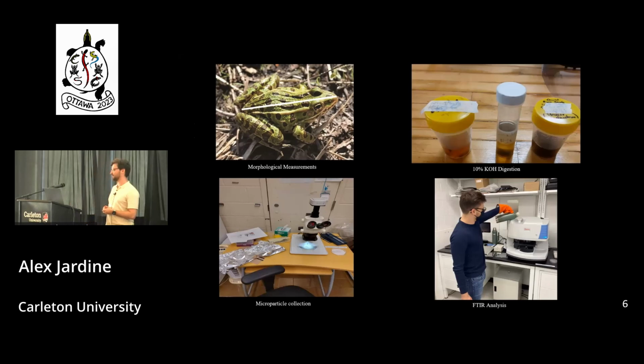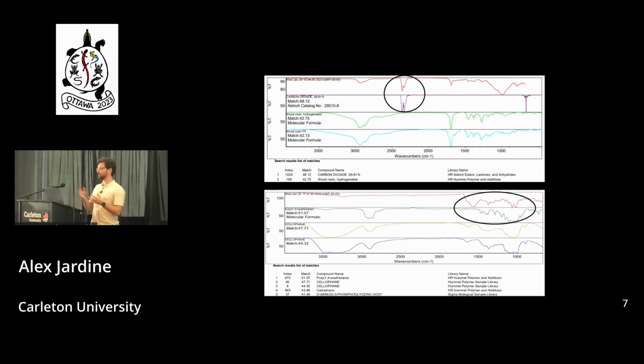Then the suspected microparticles were extracted and then sent to Carleton University, where I analyzed them using FTIR, which is Fourier transform infrared spectroscopy. And essentially what that does is it gives you an infrared spectrum of the particle that you're assessing. And circled here are the peaks that would coincide with spectrum that are pre-recorded in a database, where you could essentially compare your particle to pre-existing spectra and determine both the identity of a particle as well as whether or not it is plastic.